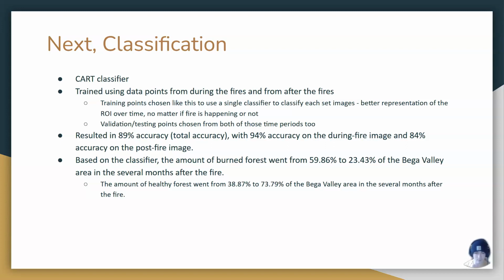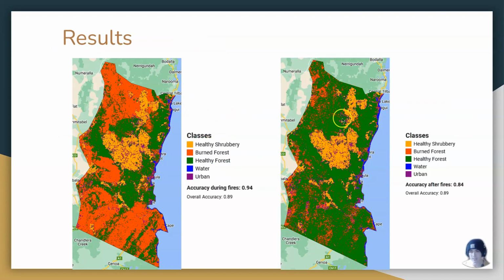And then based on the classifier, the amount of burned forest went from around 60% to about 23%. The amount of healthy forests went from about 39% to around 74%. This is for the entire Big Valley area. And so you can see a lot of the burned forests essentially heal into healthy forest or sort of healthy shrubbery. I call it forest, but it's really any sort of healthy vegetation. So yeah, those are those images.